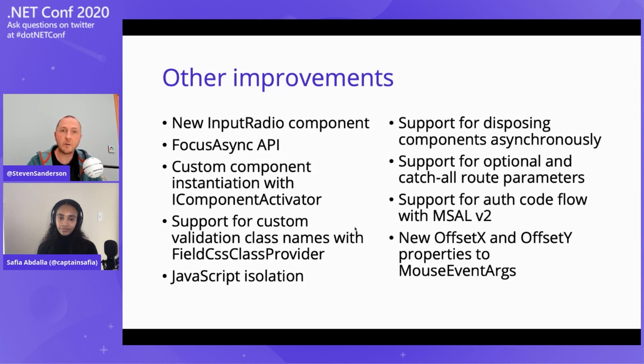Safi, do you want to talk about the other ones? Yeah, we've also added, again, via community contribution, support for catch-all route parameters. And we've also updated support for authentication in Blazor WebAssembly. So now we support the new auth-code flow pattern with the latest version of Microsoft's identity platform. If that's something that's interesting to you, again, check out Dan and Javier's session, where they'll be going into a lot more detail about authentication.